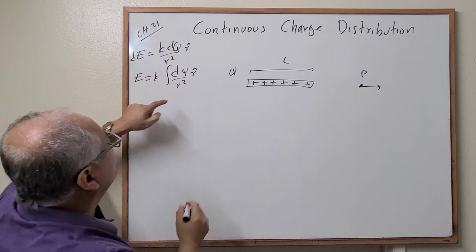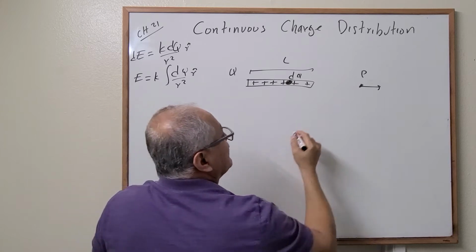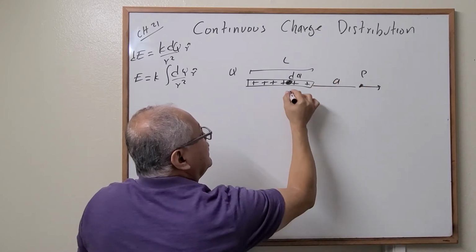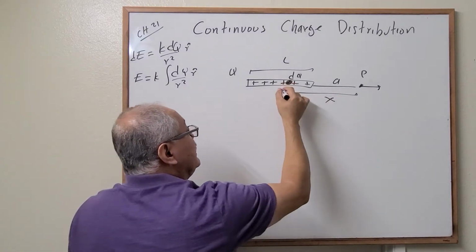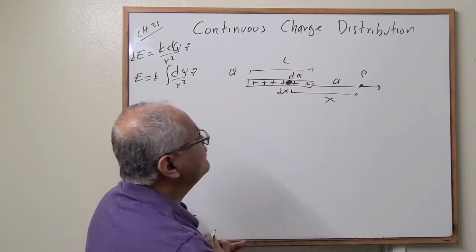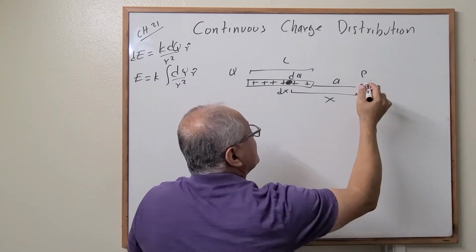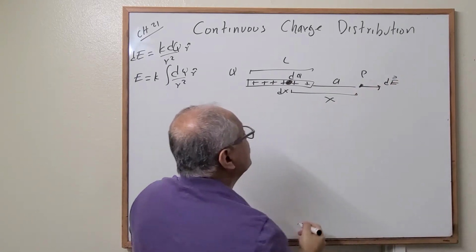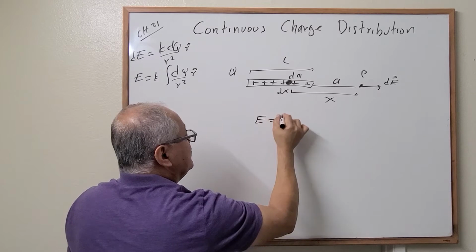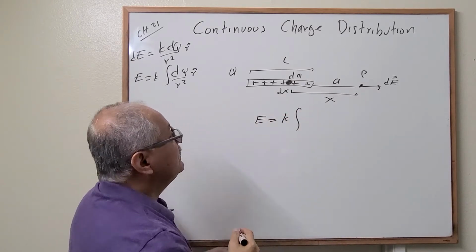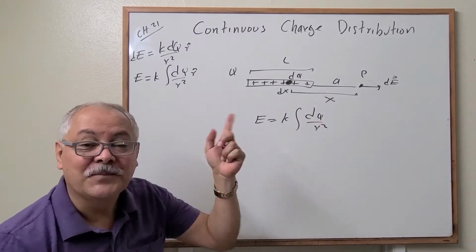Now imagine this is the charge, the same thing as before, an infinitesimal charge dq. Imagine the distance from here to here is a, and the distance from here to here is x. Again, we are in the x direction, and this segment is x. Now let's find the electric field at this point, produced by this infinitesimal charge. The electric field is equal to K times the integral of dq over r squared. Let's find only the magnitude.